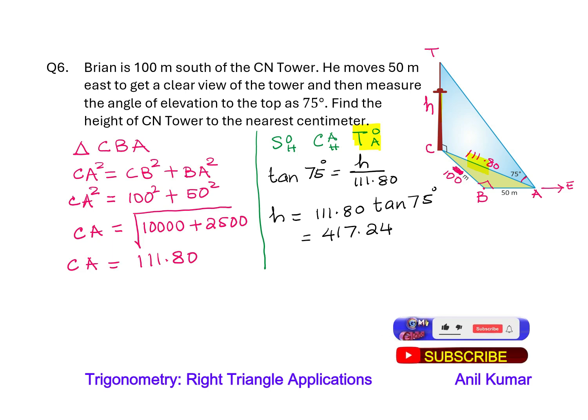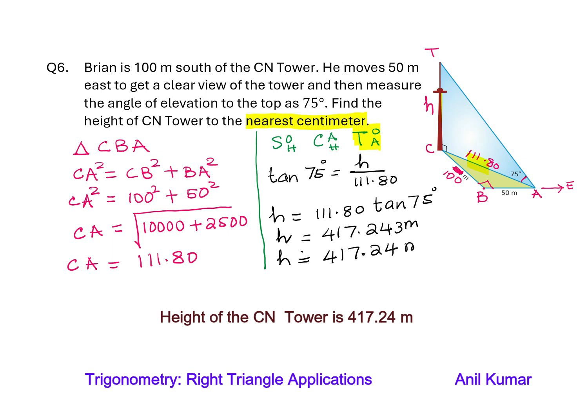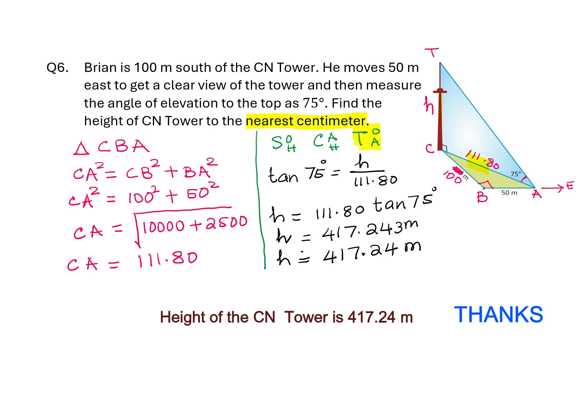The units are in meters. We want to write it to the nearest centimeter, right? So that is how we are going to round and write down our answers. So I'm writing this height as 417.24 meters. You get the idea. So we have rounded to the nearest centimeter, hundredth of a meter. Perfect. So that is how we are going to solve this question. I hope the steps are absolutely clear. Thank you.